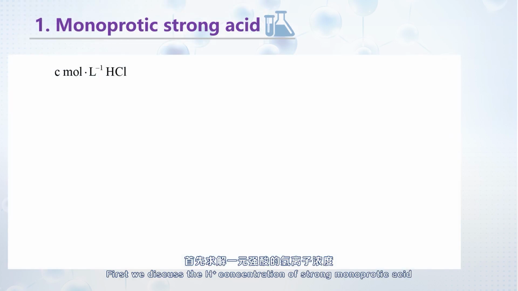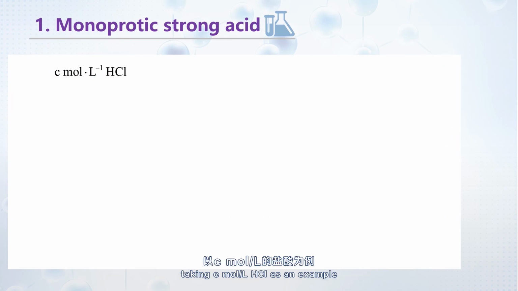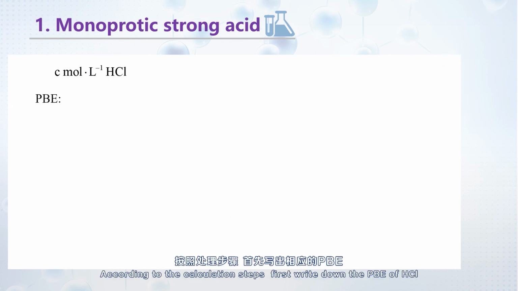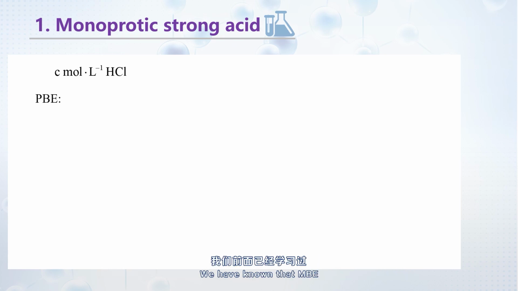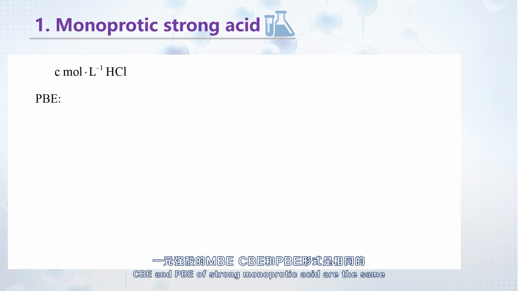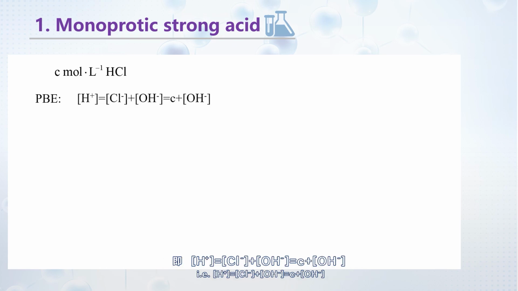First, we discuss the hydrogen concentration of strong monoprotic acid, taking C mol per liter hydrochloric acid as an example. According to the calculation steps, first write down the PBE of hydrochloric acid. We have known that MBE, CBE, and PBE of strong monoprotic acid are the same. That is, hydrogen concentration equals chloride plus hydroxide, equals C plus hydroxide.